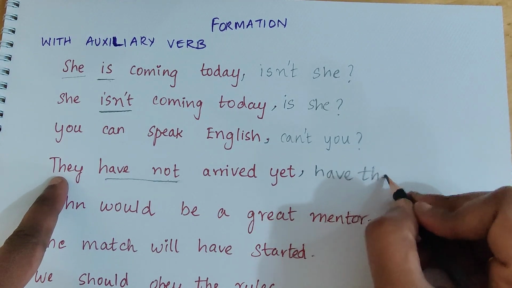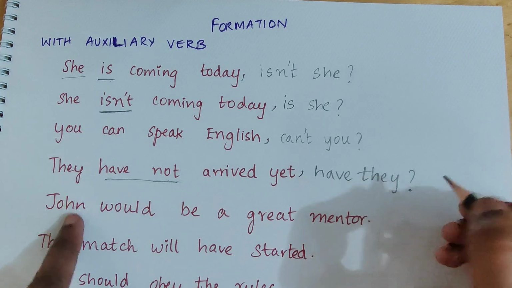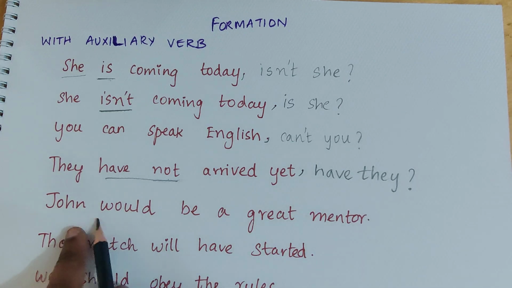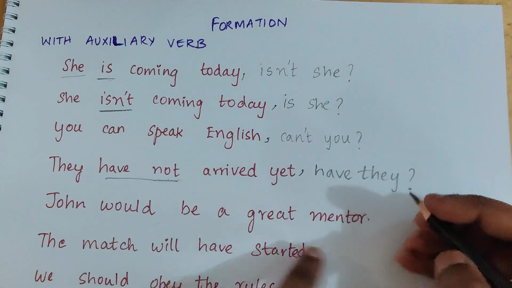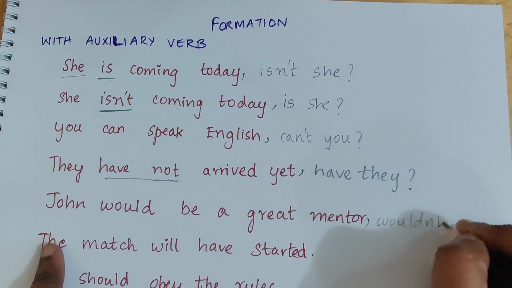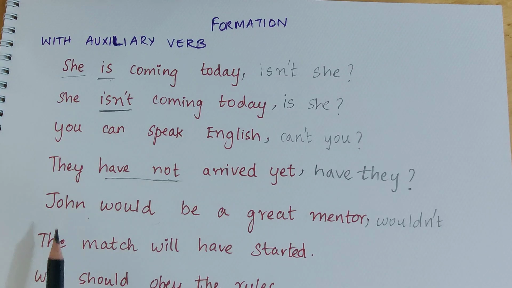Pronoun is they. Have they. John would be a great mentor. Would is the auxiliary verb. It's a positive statement, hence a negative tag: wouldn't. See here, the pronoun is not given directly.